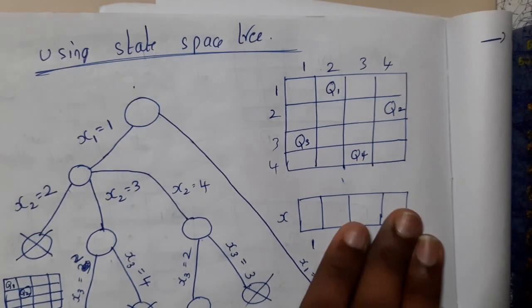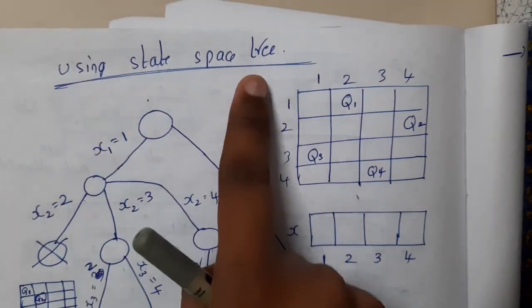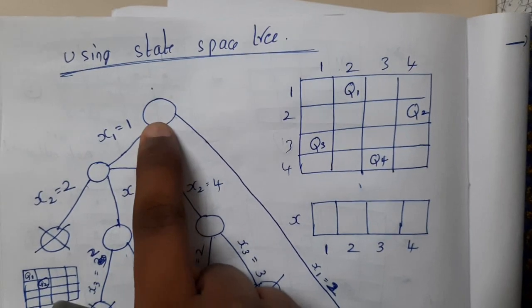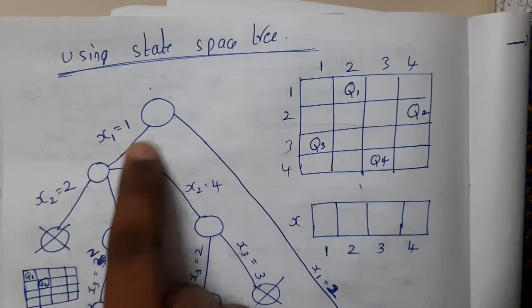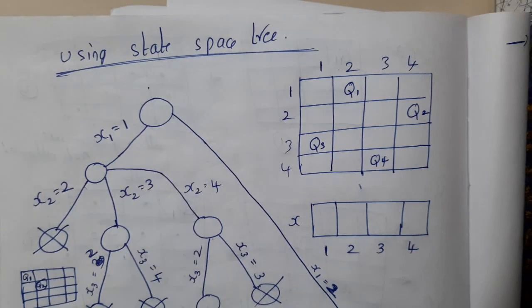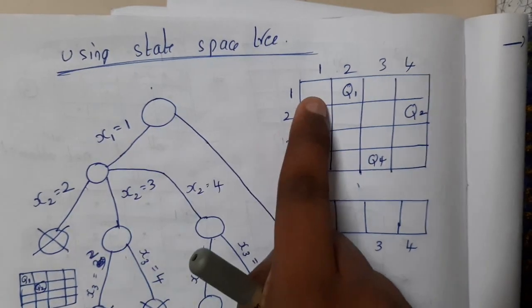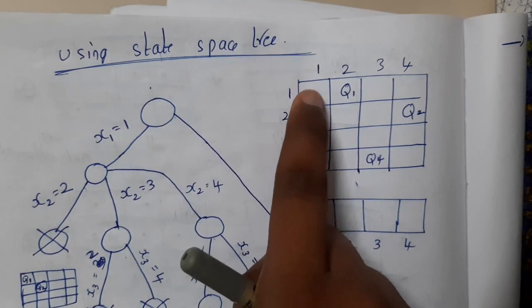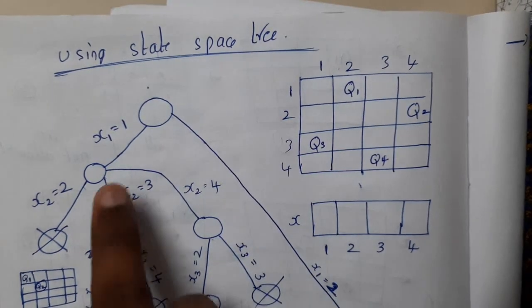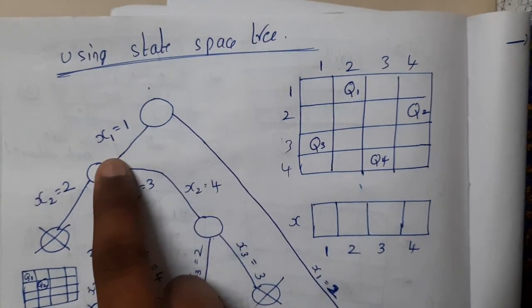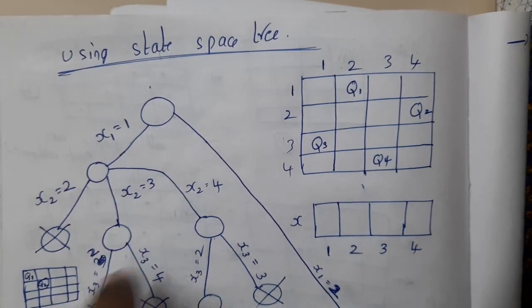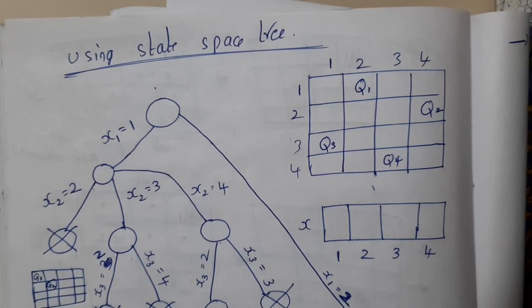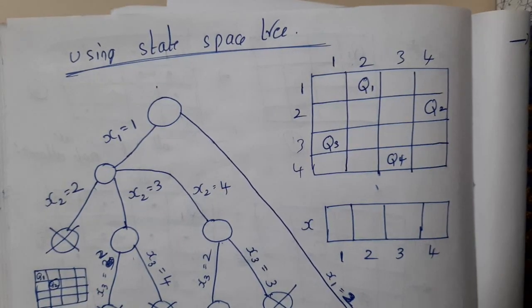Okay, so basically using the state space tree, you'll be starting at this node. So assume that initially you assumed that x1 equals 1. Okay, so you assumed that in the first place itself you want to place it here at 1 comma 1, assume. Okay, so you took this path and again you are taking multiple paths. So please understand that there will be multiple paths, guys, for a single solution.